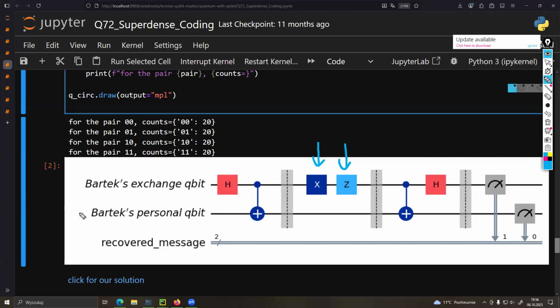And remember, I started with 00. So this is, let's say, 0 and 0. I prepare the Bell state. Then I have sent one of the bits. Someone else encodes this message with that protocol, so either X or Z, to transform my bit.